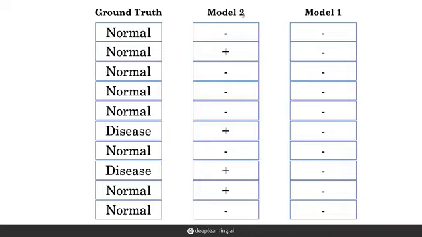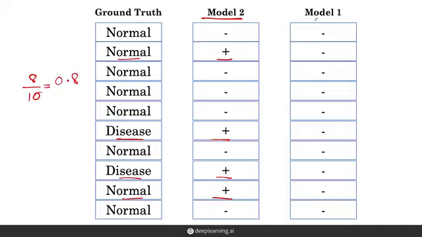Compare that to Model 2. Model 2 correctly predicts positive on the 2 disease examples here, and also calls 2 of the normal examples positive. Now we can compute the accuracy of Model 2, and if we go through this computation, we'll find once again that we get 8 out of 10 examples right with Model 2 to get an accuracy of 0.8.